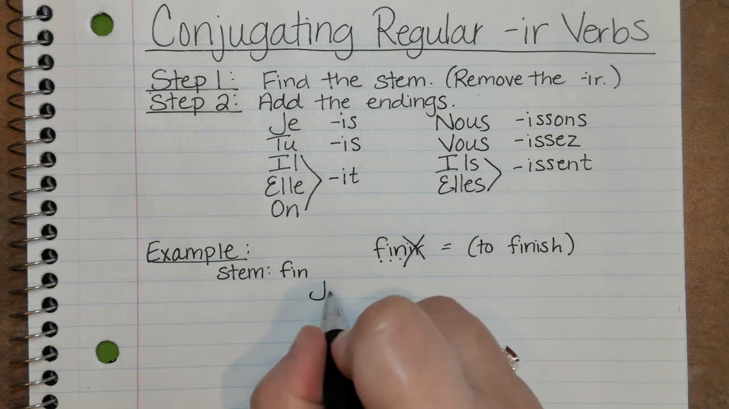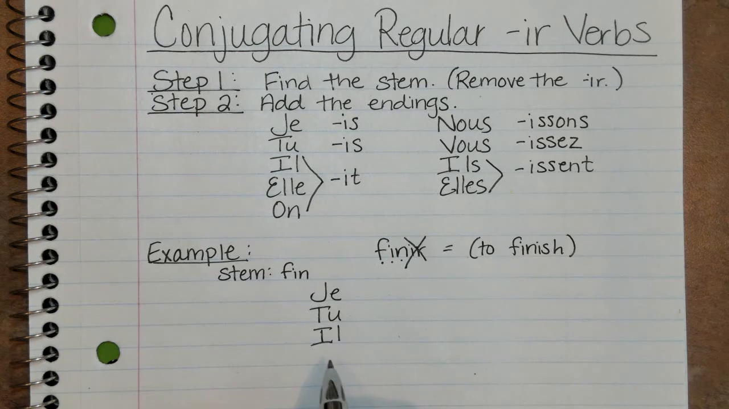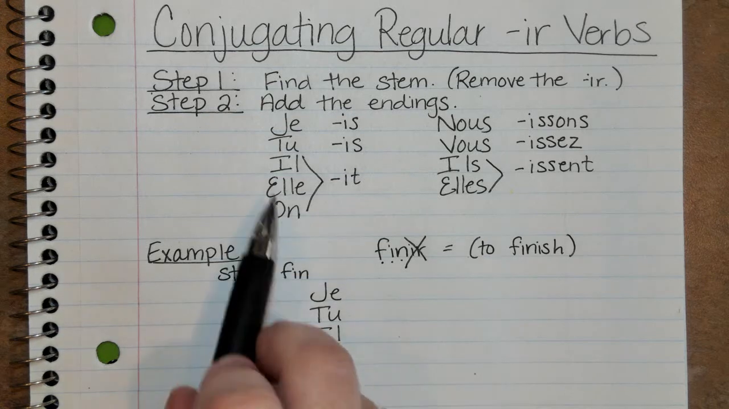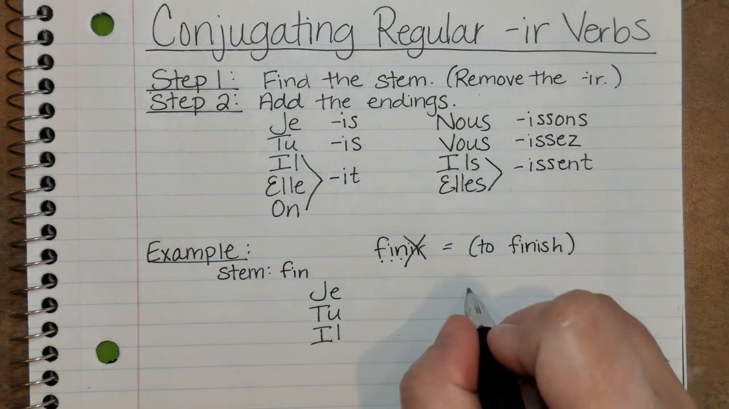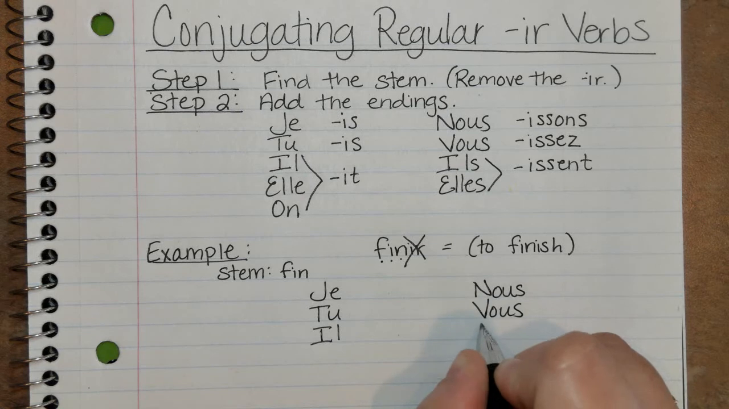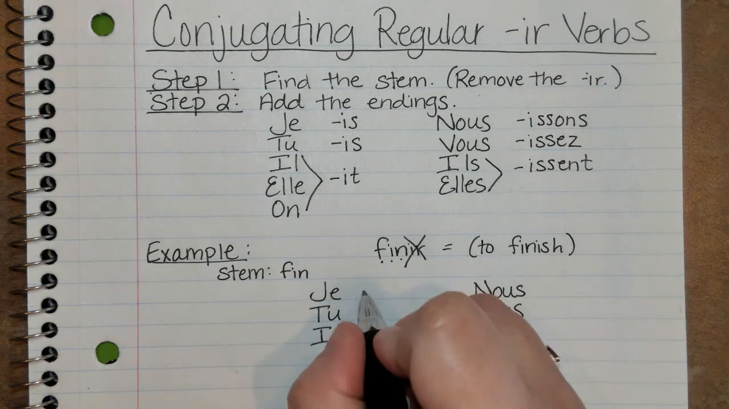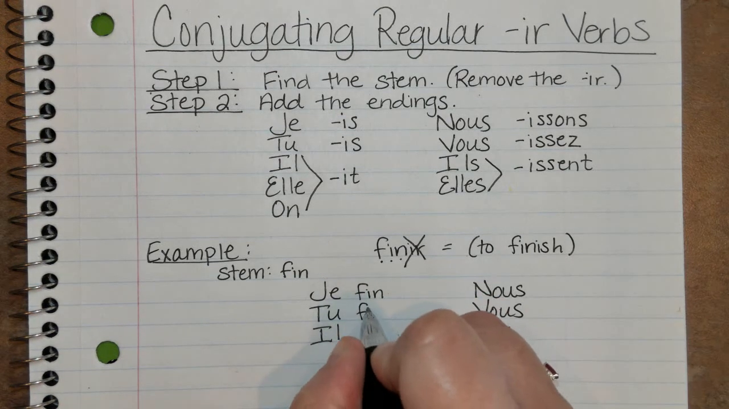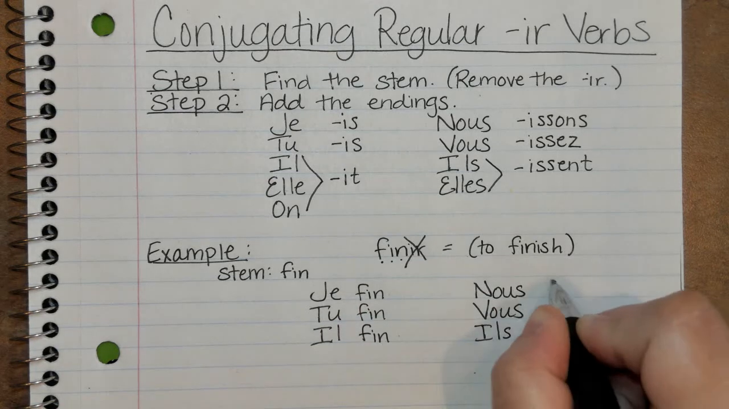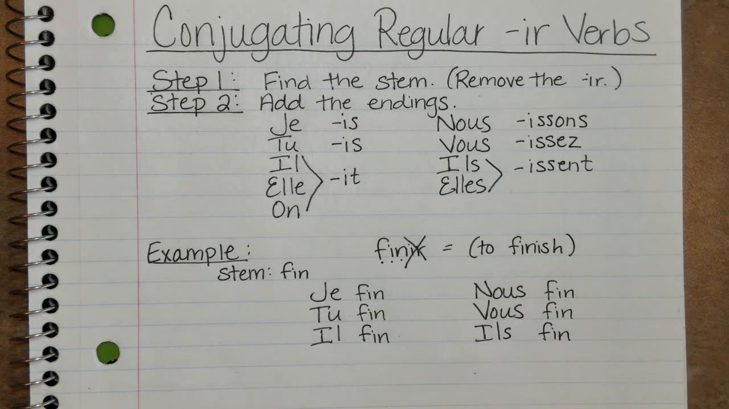I'm going to start with my subject pronouns again. And I'm only going to list il instead of il, elle, and on because it just gets kind of cumbersome. But you'll just need to know that il, elle, and on are always conjugated the same way. You can include them in your table if you would like. Same thing with ils and elles, plural. Okay, so my stem is FIN. So I copy that down 6 times. FIN, FIN, FIN, FIN, FIN, FIN. Stem is the same for all of them, never changes.